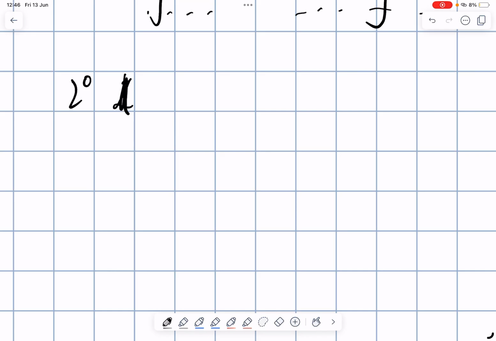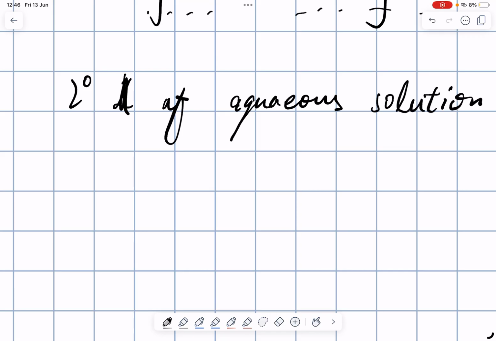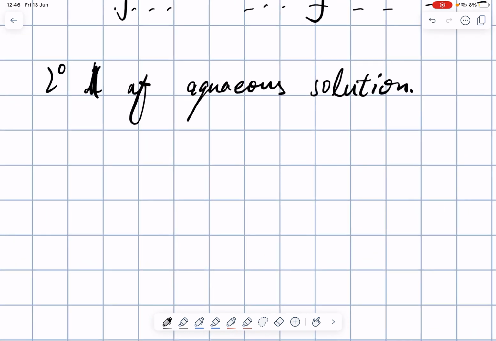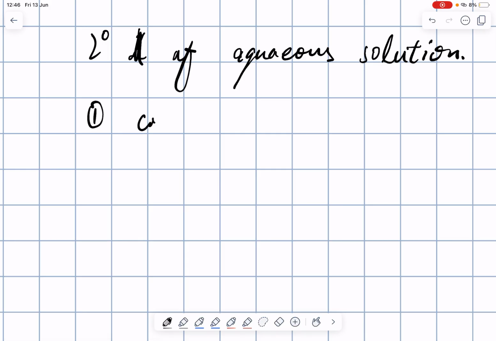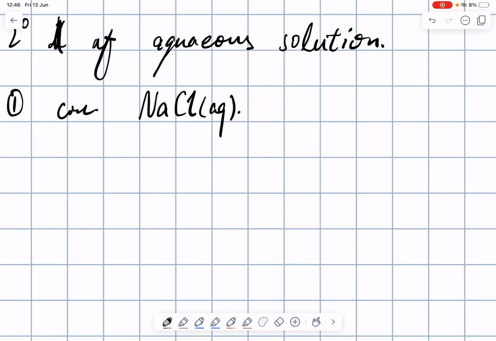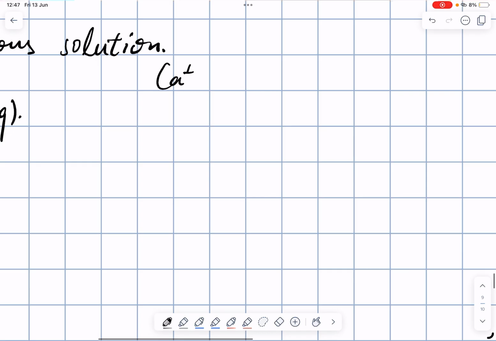And now we are going to talk about electrolysis of aqueous solution. Aqueous solution is pretty weird sometimes, so you have to memorize that for your exams and for further understanding. First is concentrated NaCl(aq). When we are talking about concentrated, it's always 1 mol per decimetre cubed. And we will write cathode here and anode here.